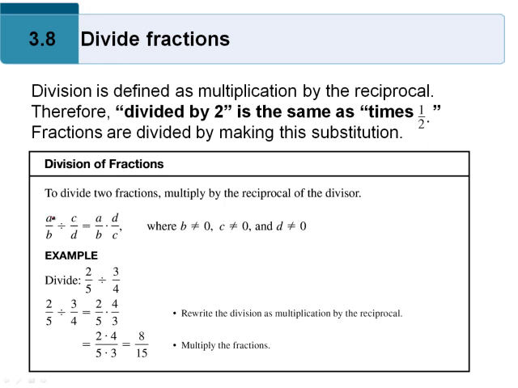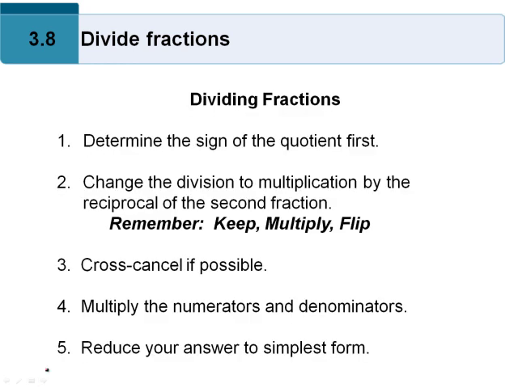If you have a fraction a over b divided by c over d, you're going to rewrite it as a over b, keep that the same, change it to multiplication, and take the reciprocal, d over c. You flip that second fraction. Look at the example, 2/5 divided by 3/4. You keep 2/5 the same, change the division to multiplication, and flip the second fraction, 4 over 3. Then we just multiply fractions like we did in the last section. 2 times 4 is 8, and 5 times 3 is 15, and there's your answer.